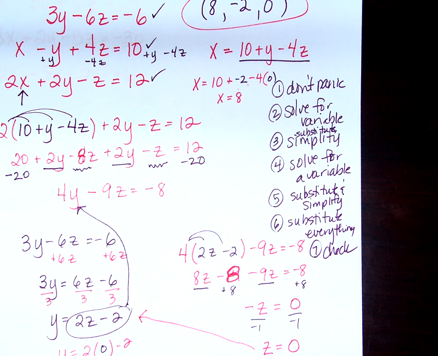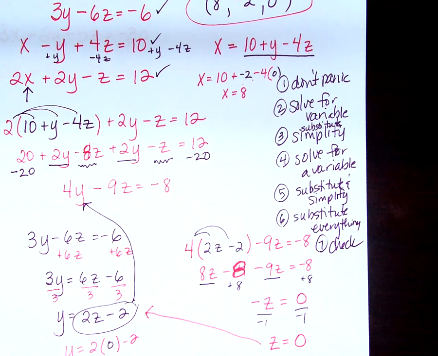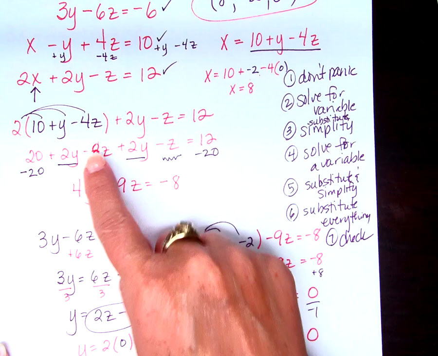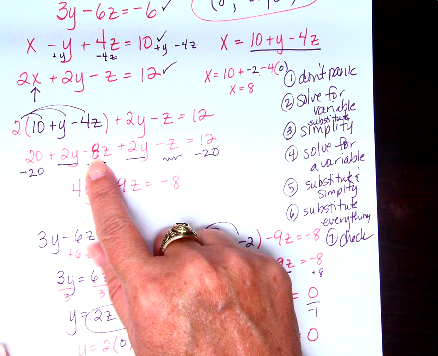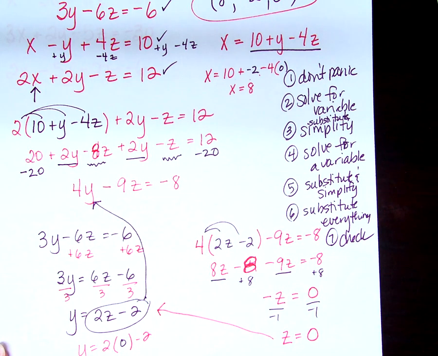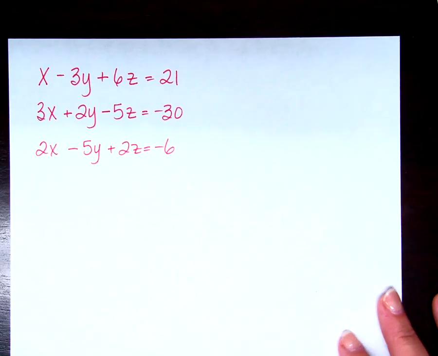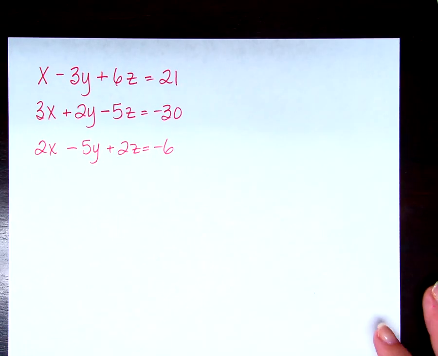Does this have a lot of steps? Yes. Do we cry about that? No. Are there a lot of places to make mistakes? Yeah, if you hadn't caught my mistake up here, we would have done a lot of work for nothing, right? So, go slow. Okay? Let's do one more example.